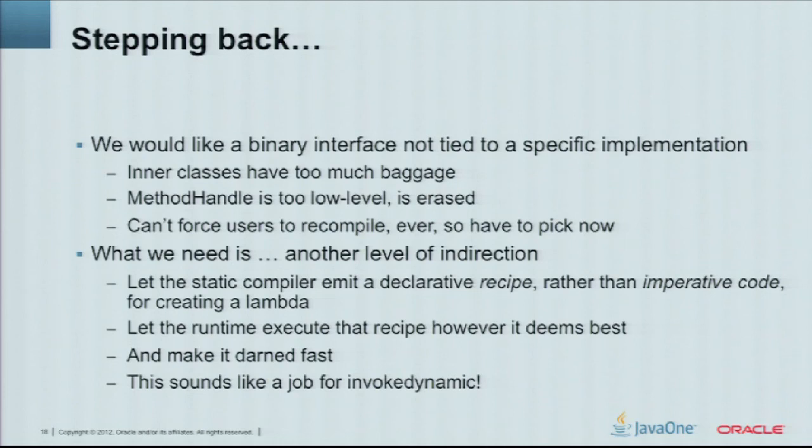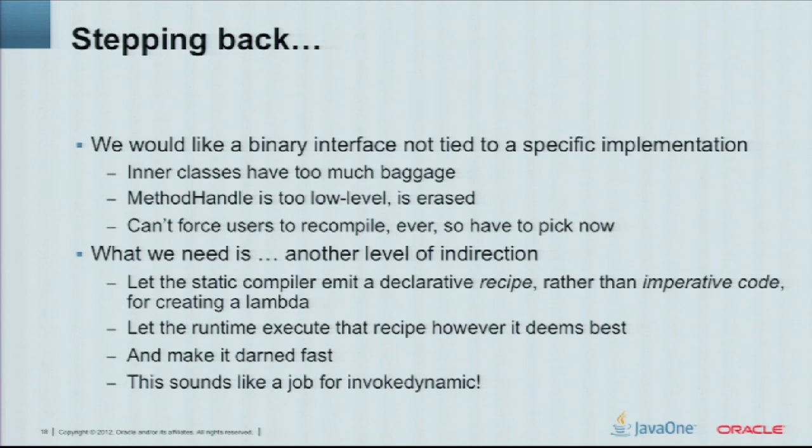So, the answer to any hard problem in computer science is another layer of indirection, so that's what we want. We want to be able to have the static compiler emit not code to create a lambda, but a description of what a lambda is, and let the VM create it. So we put the recipe in the bytecode, the runtime executes the recipe the best way it knows how at that time, which could change from version to version, and hopefully we want it to be really, really fast.